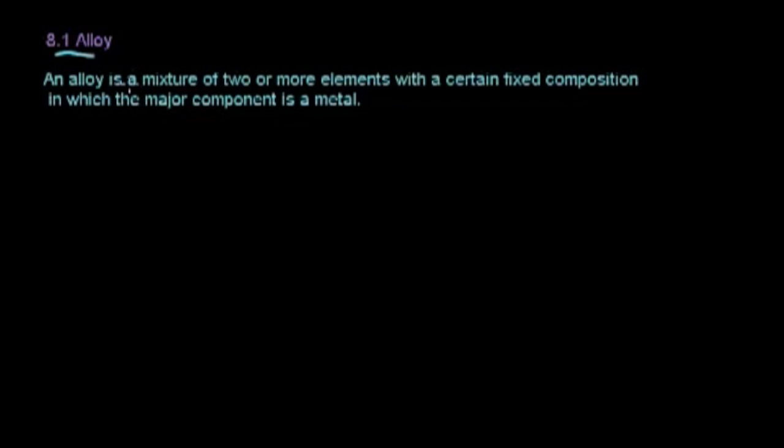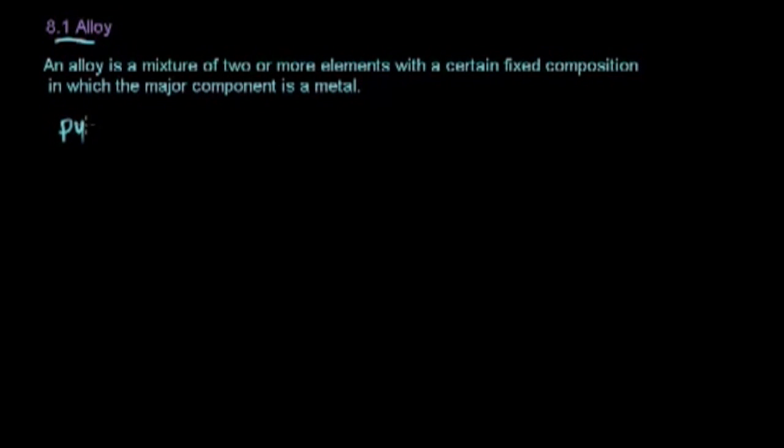So what is alloy? Alloy is a mixture of two or more elements with a certain fixed composition in which the major component is a metal. Well, it might sound confusing to you, right? So to understand alloy, we must first understand pure metal. Now, pure metal is only made up of one type of element, meaning they will have the same size.